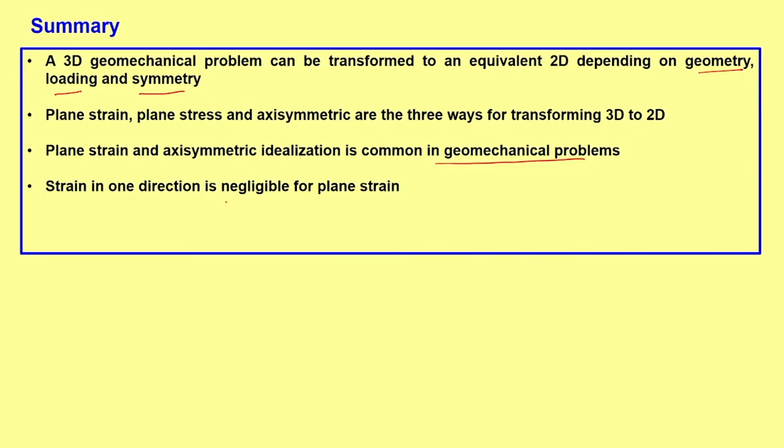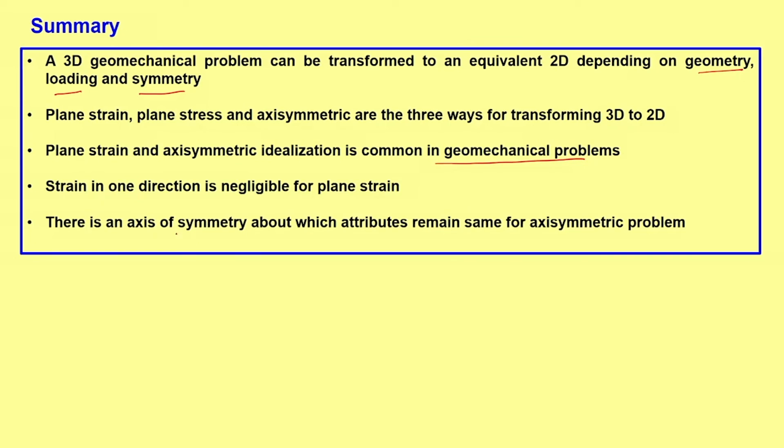Strain in one direction is negligible for plane strain. There is an axis of symmetry about which attributes remain the same for an axisymmetric problem. So, this is all about 3D to 2D idealization. In the next lecture, we will see some basic mathematical formulations relevant to plane strain, plane stress and axisymmetric cases. Thank you.